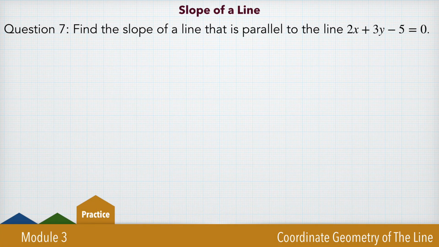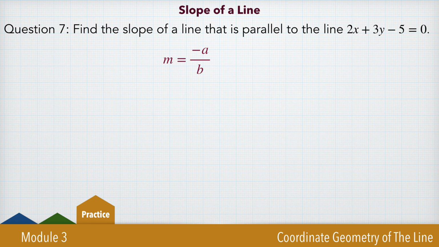In this question, we must find the slope of a line, but we are told that it is parallel to the given line. We start by finding the slope of the given line. As this is in the form ax plus by plus c, we can use the formula minus a over b.